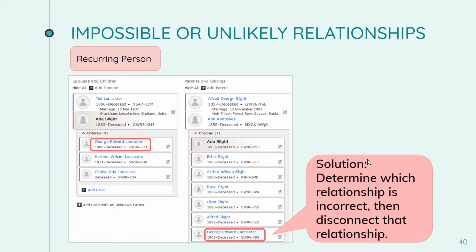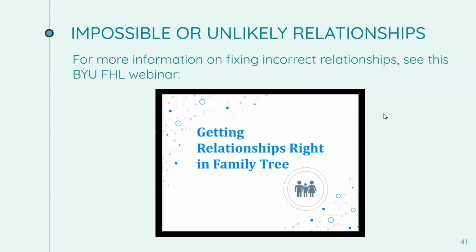So what you do, speaking in general terms here, is figure out which relationship is wrong, and then disconnect that relationship. The way you start to do that is by clicking this icon. But again, we're not going to go through all the steps of that. Instead, if you would like very detailed steps on fixing both of those problems, refer to our webinar called Getting Relationships Right in Family Tree, and it will walk you through both of those scenarios.